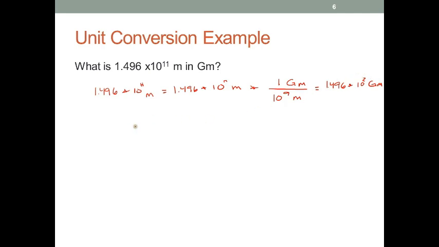Now, the last thing I want to do is take this back out of scientific notation. 1.496 times 10 to the 2nd gigameters. This exponent, because it is positive, tells me that the decimal place has been moved 2 spaces to the left. So, in order to get it out, I need to move the decimal place back to the right 2 spaces, so that's 149.6 gigameters, which is the value in the table.